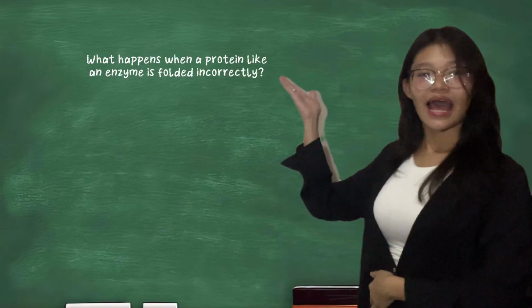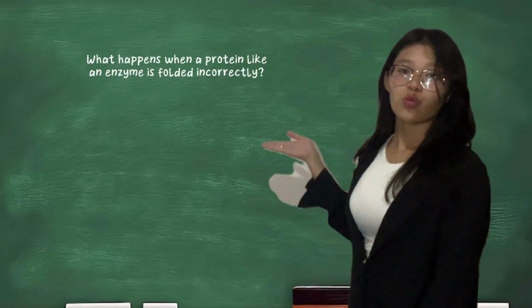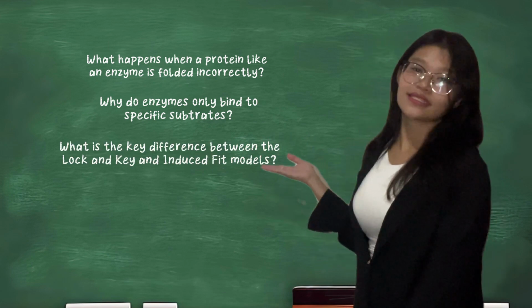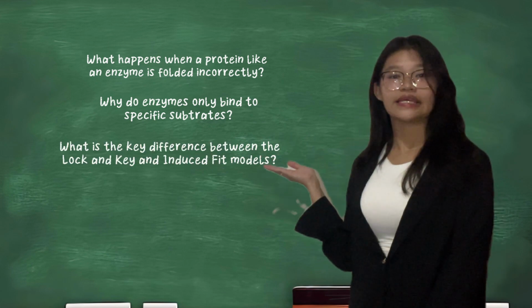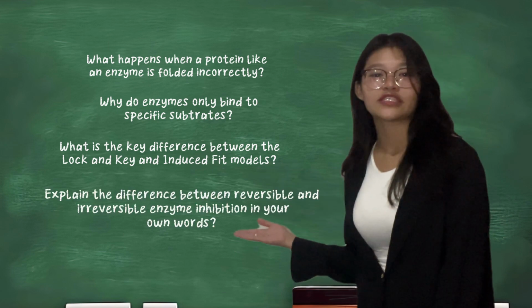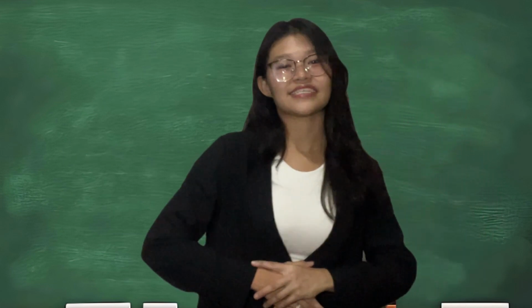Let's wrap this up with some reflection. Think about these questions. What happens when a protein like an enzyme is folded incorrectly? Why do enzymes only bind to specific substrates? What is the key difference between the lock and key and induced fit models? And can you explain the difference between reversible and irreversible enzyme inhibition in your own words? I'd like you to write short answers to these in your notebook.